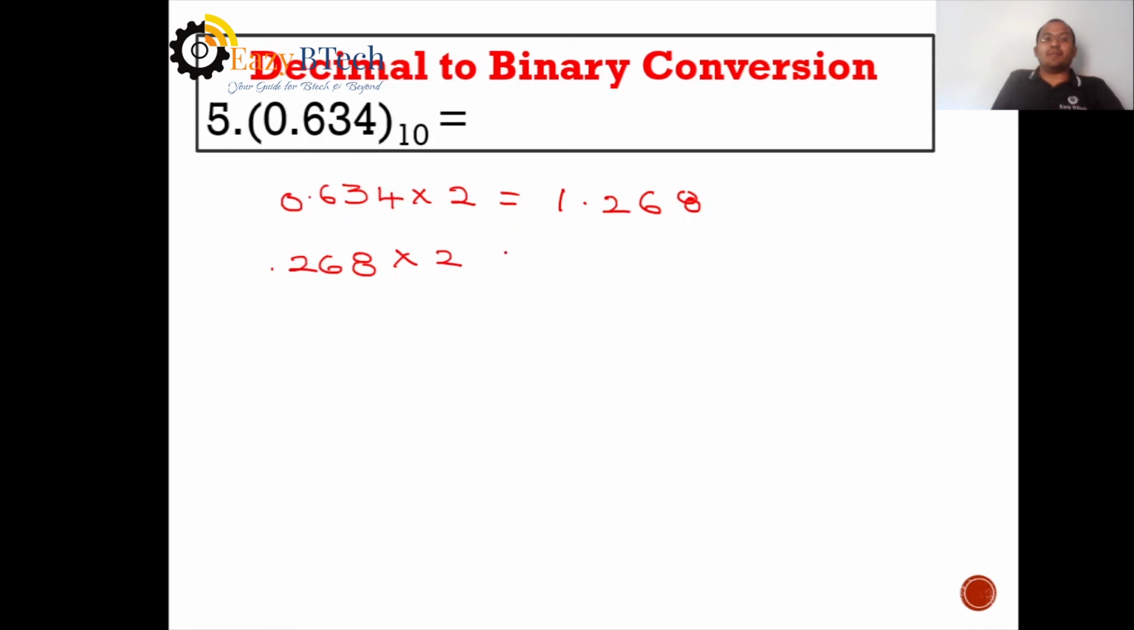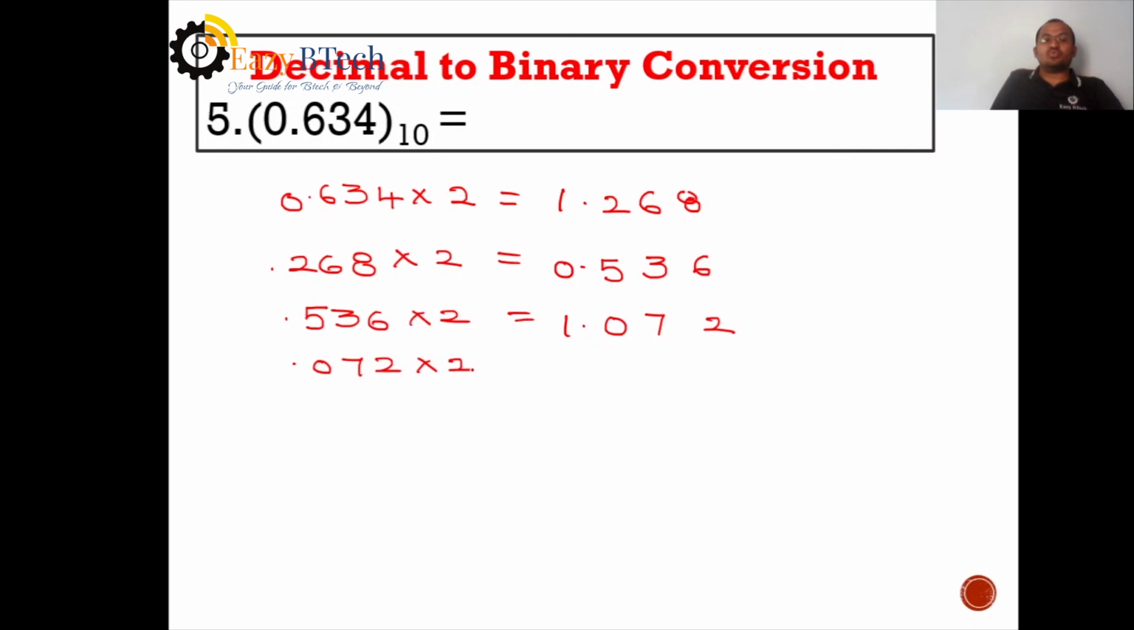So 0.268, if we multiply with 2, so 2 eights are 16, 2 eights are 16, 2 sixes are 12, so 3, 2 twos are 4, so 0.536. Now you take the fractional part 0.536 into 2, so 2 sixes are 12, 2 threes are 6, 7, 2 fives are 10. So 1.072.